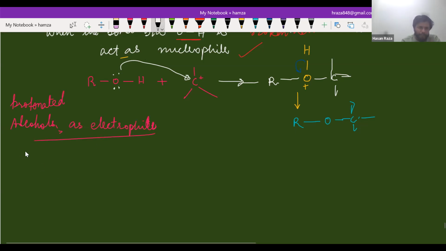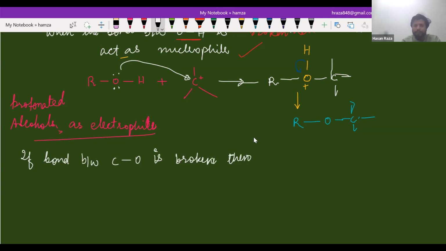So see, if the bond between CO is broken, then alcohol, or protonated alcohol, acts as electrophile.